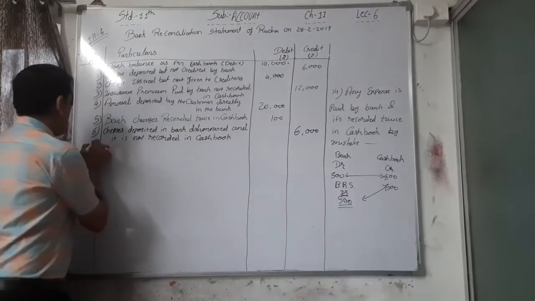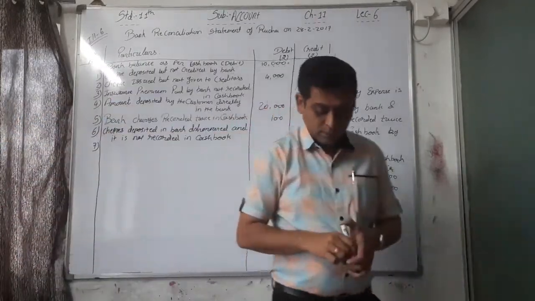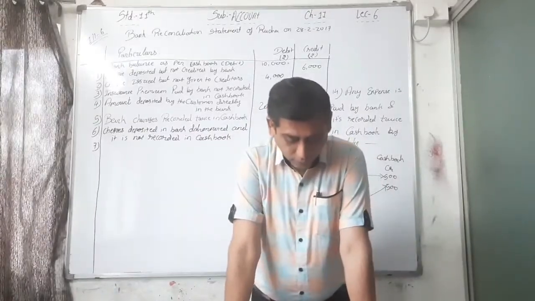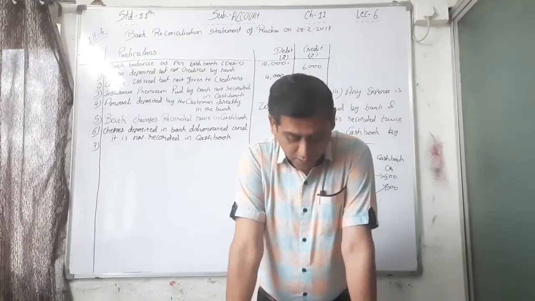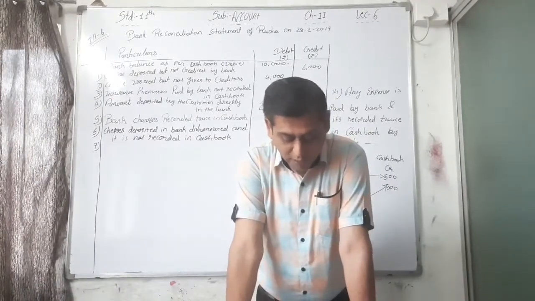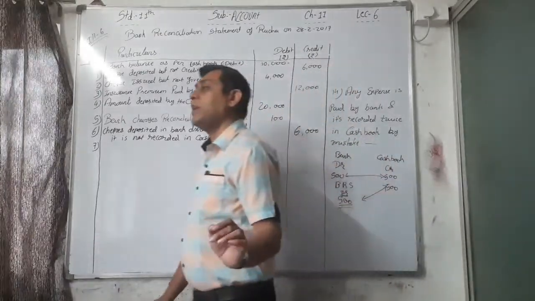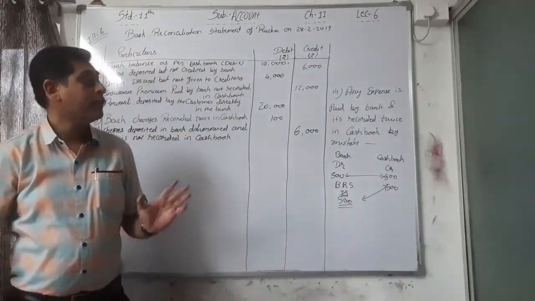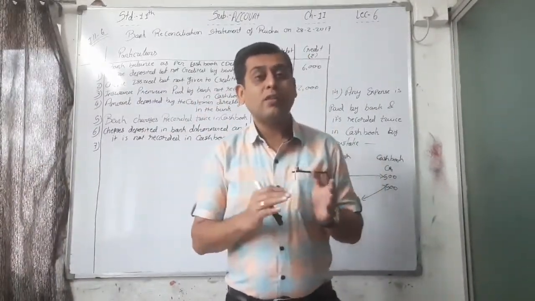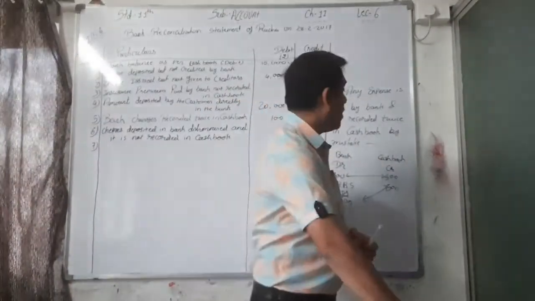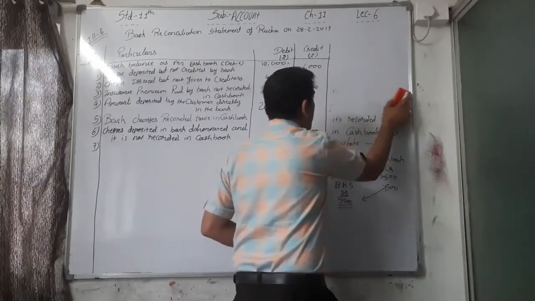Next point, 7th point. A check of rupees 8,000 was issued, out of which checks of rupees 2,000 were presented by the bank on 1/3/2015. See, the twist is here. Up to all the sums, see the second point. I hope you have all written this. Rule number 14.